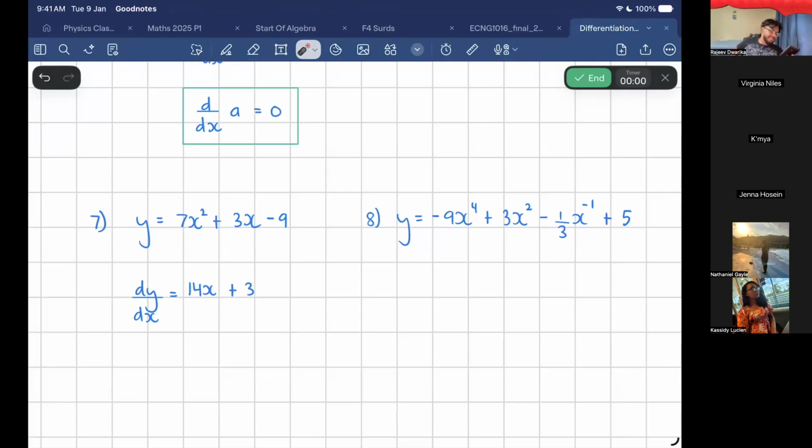Nah, Jenna, you're still making a little mistake. So, Jenna, we've taken away 1 from the power. If the power was negative 1, and I take away 1 from negative 1, what would that be? Negative 2. My bad. Negative 2.